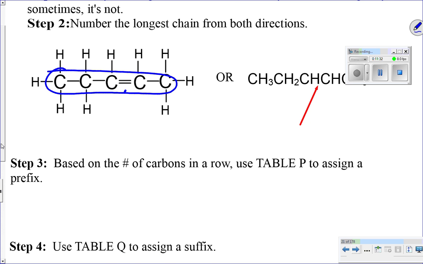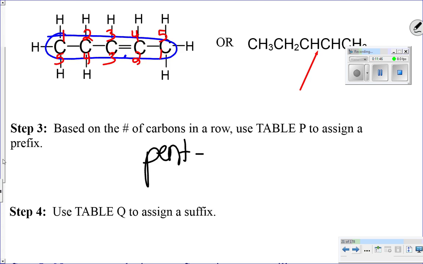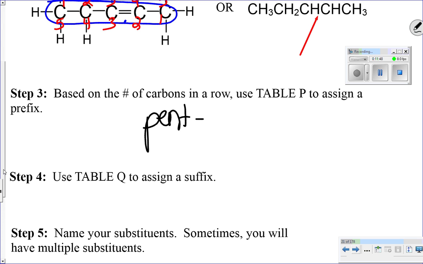First thing I'm going to do is number 1, 2, 3, 4, 5, 1, 2, 3, 4, 5. My number of carbons in a row is pent. Now, because I have a double bond, I'm going to go to table Q. I'm going to find my example of the double bond. And these compounds end in -ene. So the ending of this molecule will actually say pentene.